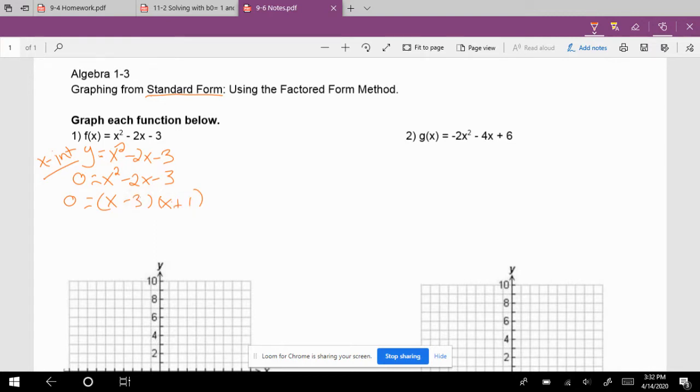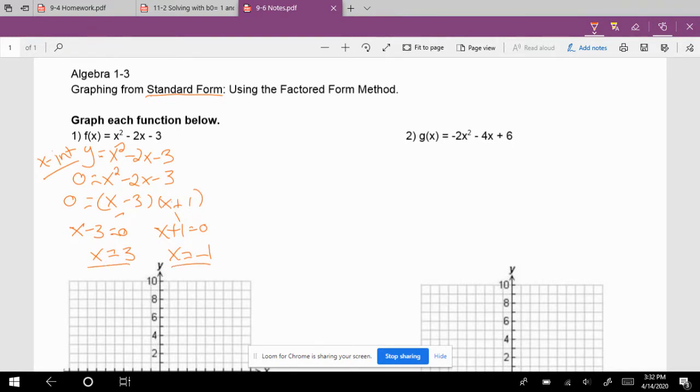The zero product property says I'm now going to set each of these equal to 0, and I get x equals 3 and x equals -1. So that tells me my two x-intercepts. And this isn't even a new skill, right? You're really not learning anything new today. You've been solving this, and you already know how to graph by the factoring method. So it's just putting that all together.